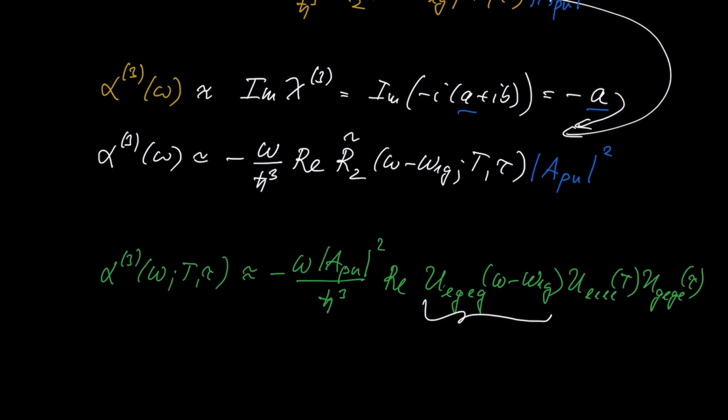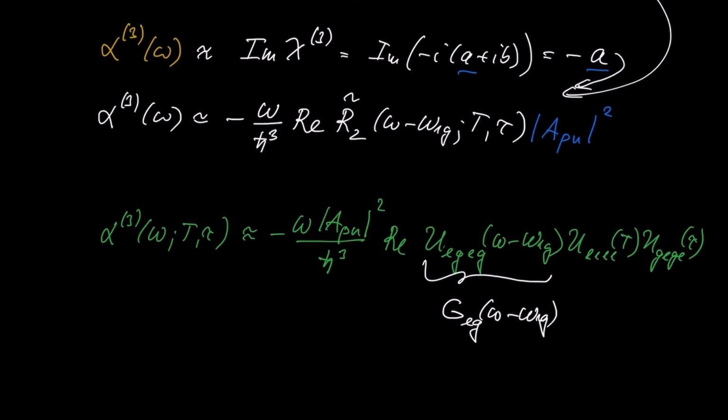However, we have already defined this function, and that was the GEG, omega minus omega EG, and that was the line shape. That was the function that defined line shape. The real part of GE would give us the absorptive line shape, really a line shape of the absorption.